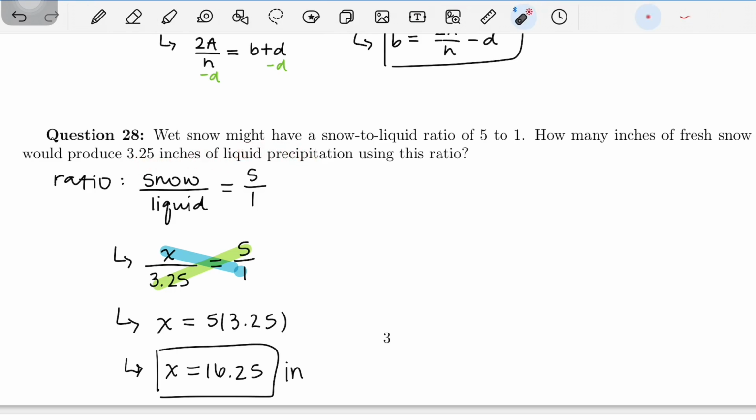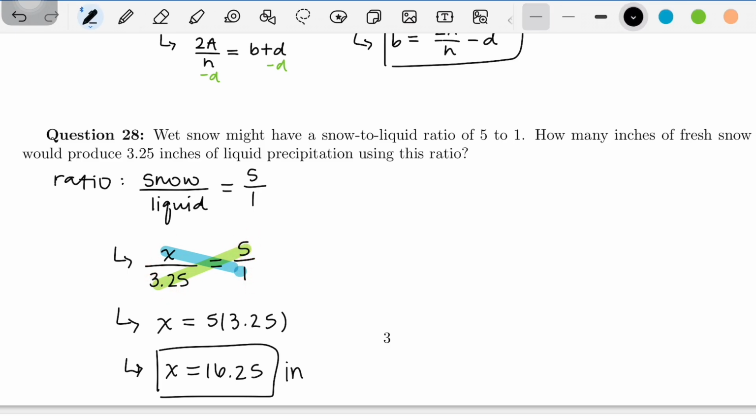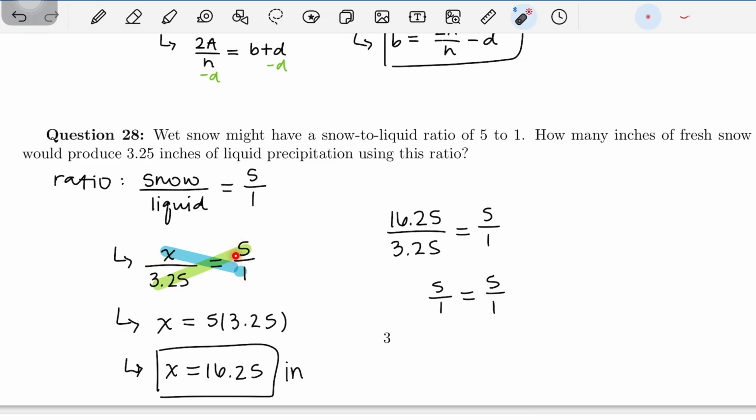And then in the beginning, I said that this fraction can always be reduced to this ratio here. We can check to make sure that that is the case here. If we plug in 16.25 into our original proportion here, and then reduce this fraction on the left-hand side, we would get 5 to 1 here. Yep, so just as a side note there, this proportion here can always be reduced to this ratio.